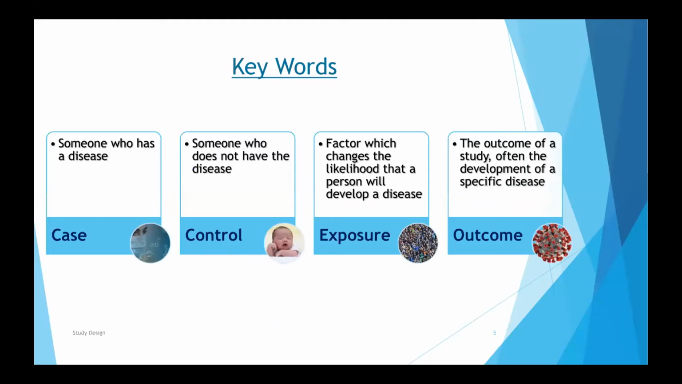لما اقول كلمه كيس ايش معناتها؟ معناتها someone has a disease زي ما احنا عارفين، صح ولا لا؟ طيب كنترول، لما اقول كلمه كنترول معناتها someone doesn't have the disease غالبا. اوكي، بس احنا نتفق كذا مبدئيا ان الكنترول حقنا غالبا هو someone who doesn't have the disease. تمام؟ طيب ايش الاكسبوجر؟ هو الفاكتور which changes the likelihood that a person will develop disease ولا not develop a disease. والoutcome of the study غالبا هي ايش؟ development of the specific disease أو specific outcome احنا ندور عليه.